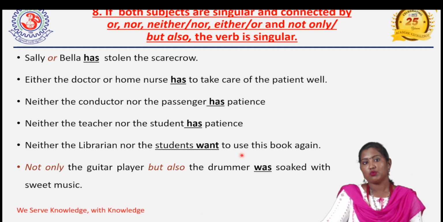And as per the rule, not only but also is mandatory, because as per the grammar rule we have to stick to certain things. So: not only the guitar player but also the drummer was soaked with the sweet music. We'll move to the next rule.